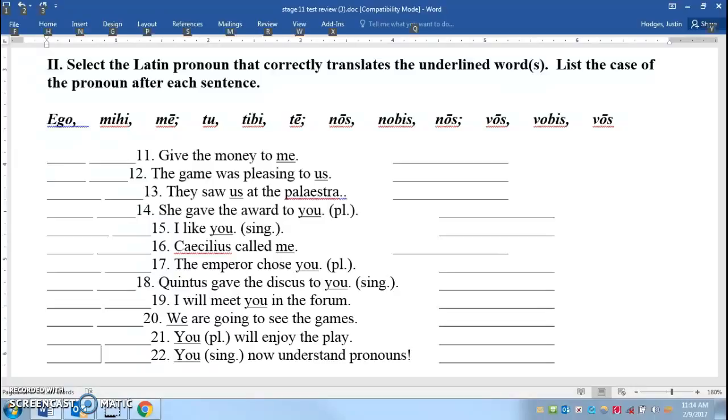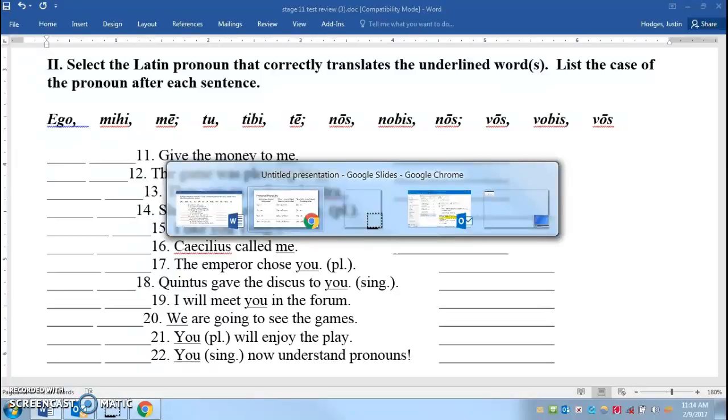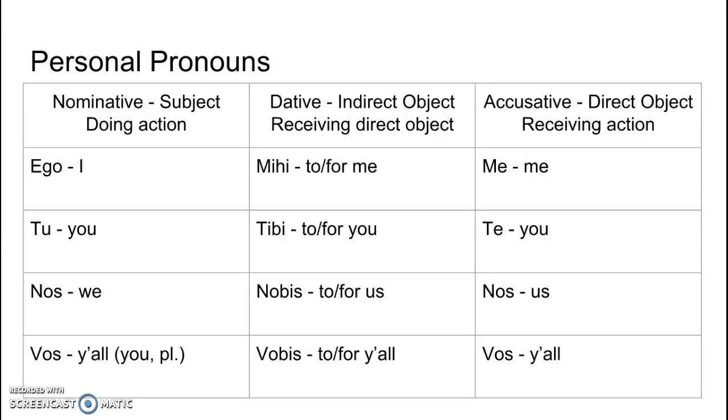Before we get into the answers, though, it'd be helpful to go back and review all these different pronouns that we've learned in the past. You can pause here and just write this down. I would suggest doing it. We've covered all these before, but just to refresh for you.